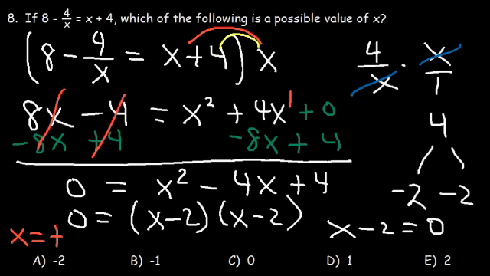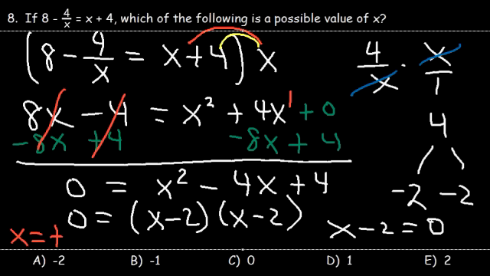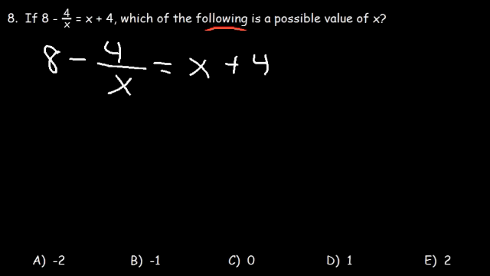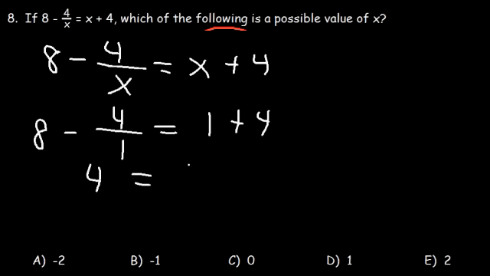So let me illustrate that technique. Let's say you think 1 is a possible answer. You can plug in numbers if you're having difficulty solving for the equation. So 8 minus 4 over 1, we're going to replace x with 1, is equal to 1 plus 4. 8 minus 4 is 4, and 1 plus 4 is 5. So this is not true. The left side does not equal the right side, so therefore D cannot be the right answer.